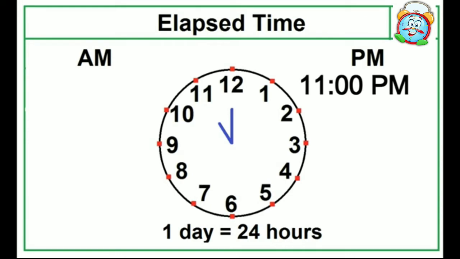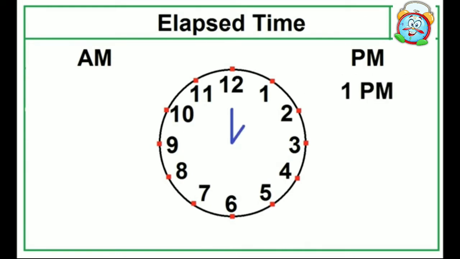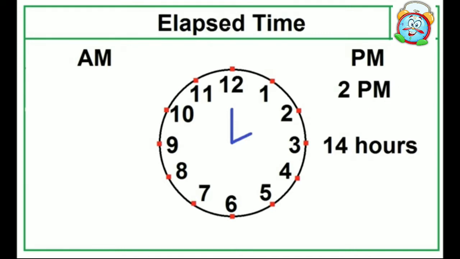It is also important to note that from 12 midnight, 1 pm is equal to 13 hours and 2 pm is just equal to 14 hours. Let's solve some problems.